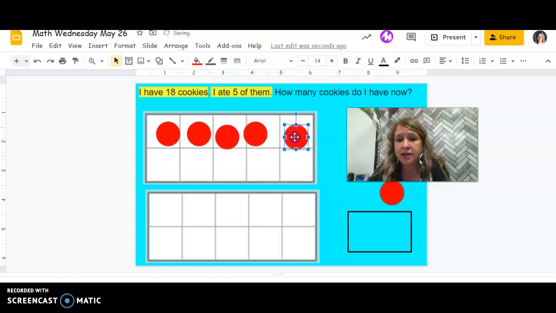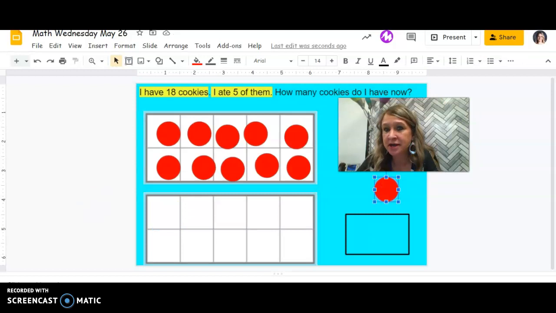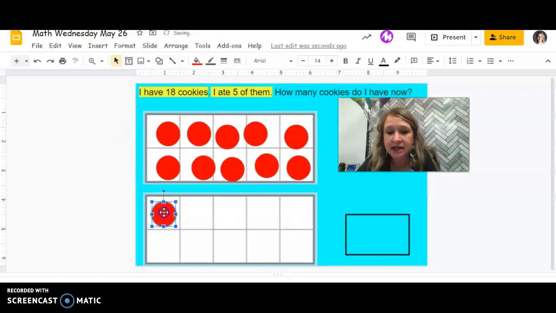How many are in a 10 frame? How many are in a full 10 frame? 10. This is 10. I need 18. So count with me. 10, 11. One more time. This is how many right here? 10. 11.